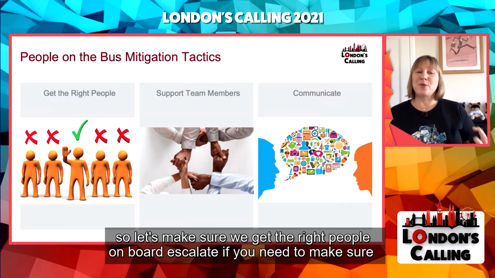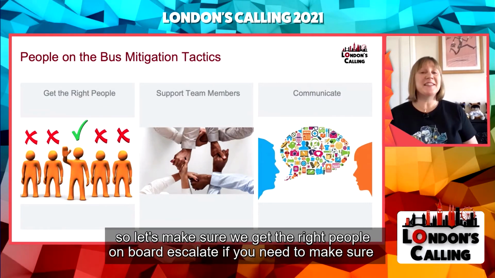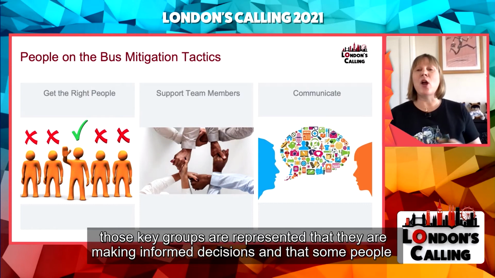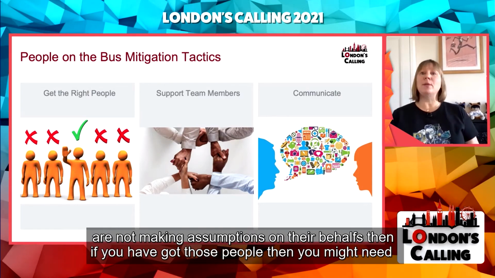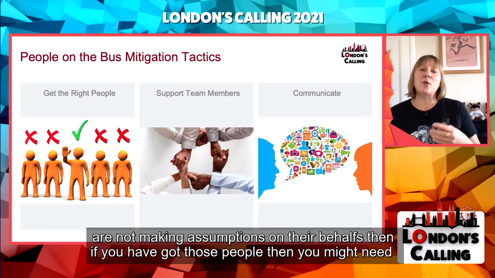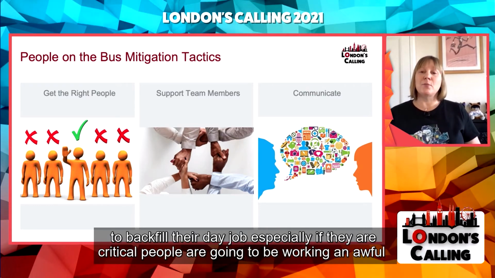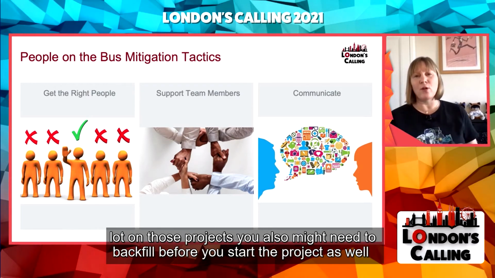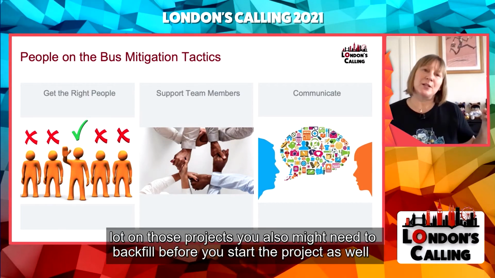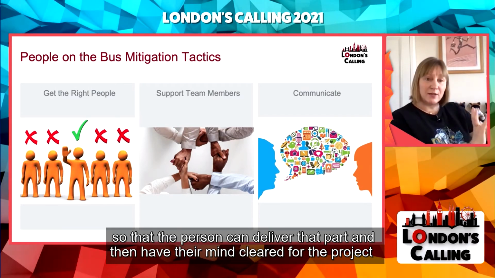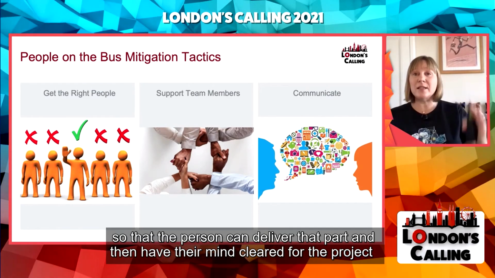So let's make sure we get the right people on board. Escalate if you need to. Make sure those key groups are represented, that they are making informed decisions and that some people are not making assumptions on their behalves. Then if you have got those people, then you might need to backfill their day job, especially if they are critical people who are going to be working an awful lot on those projects. You also might need to backfill before you start the project as well, so that the person can deliver that part and then have their mind clear for the project.